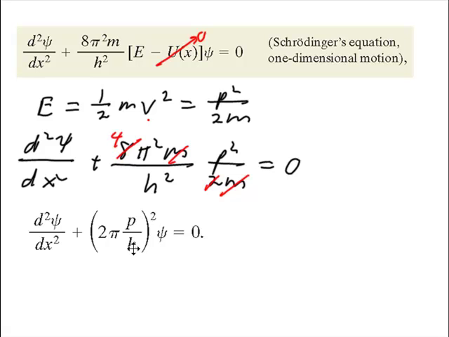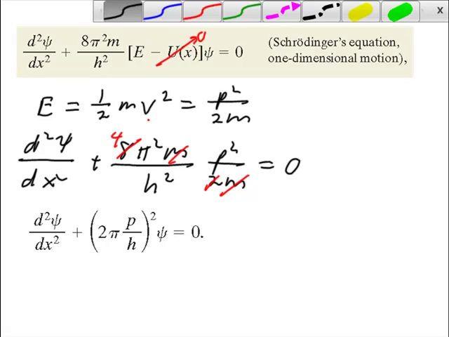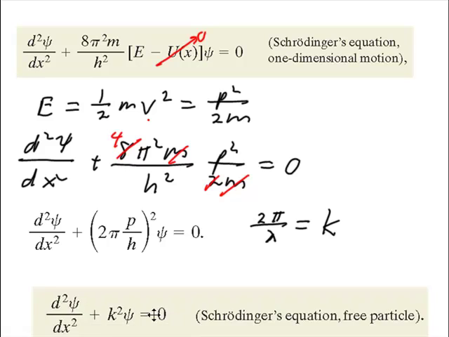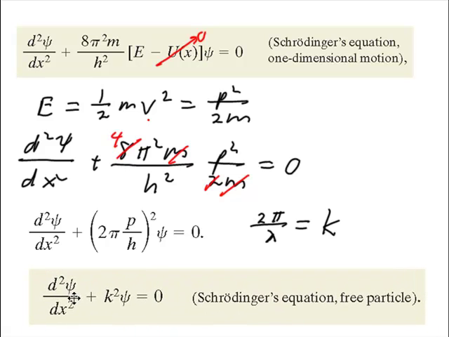Momentum over Planck's constant is 1 over the wavelength. So what I end up with is 2 pi over the wavelength. But 2 pi over the wavelength is simply the wave number, k. So the equation for a free particle is that the second derivative plus k squared times the original function equals 0.